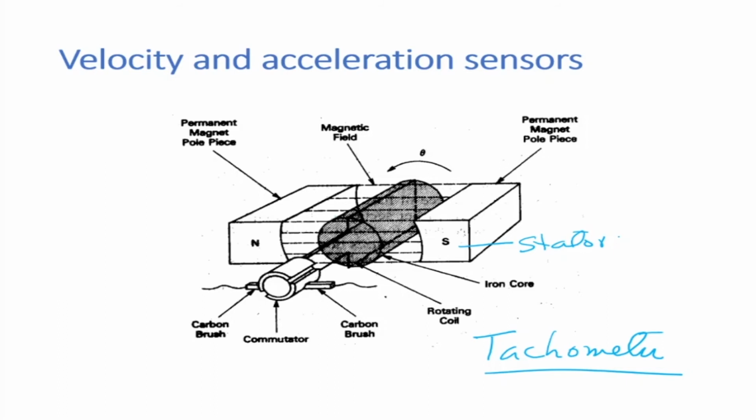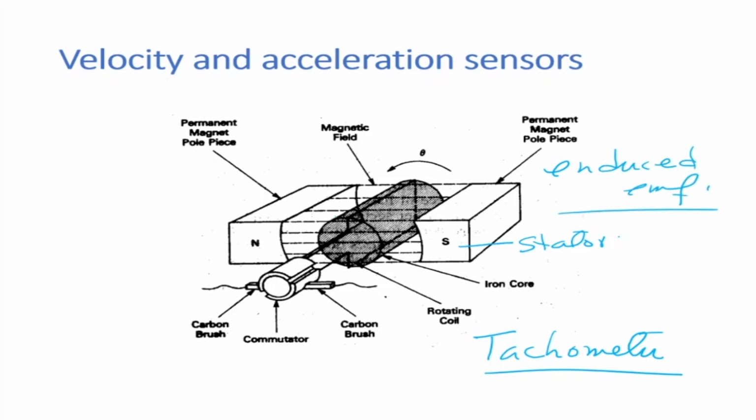So if you give voltage input, you're getting motion. But if you give motion as an input, you'll get voltage, because this is a conductor which is rotating in a magnetic field. So it is going to have an induced EMF. So this will have induced EMF.